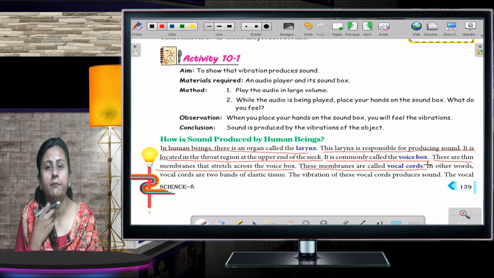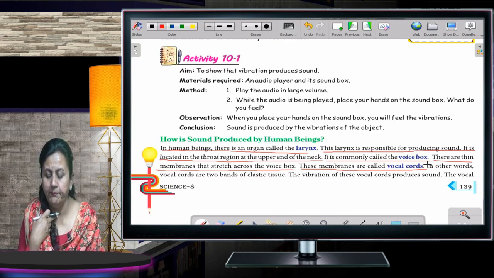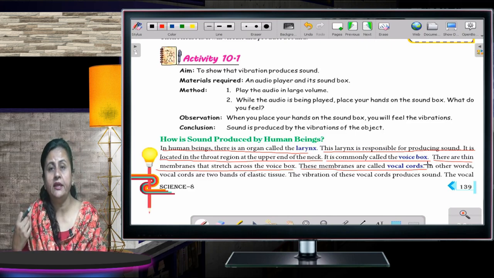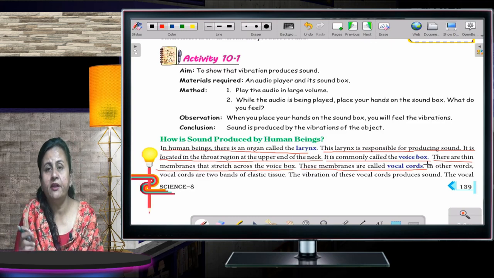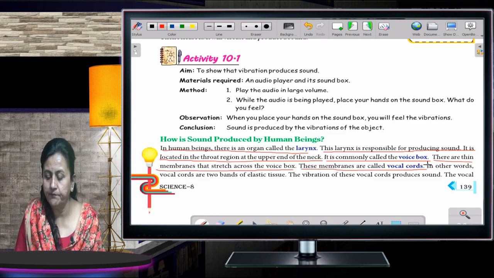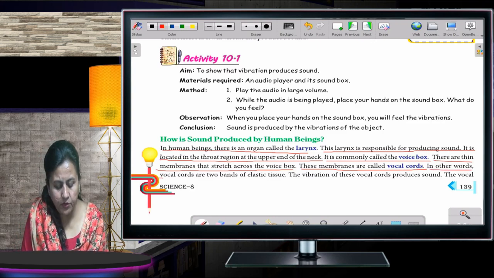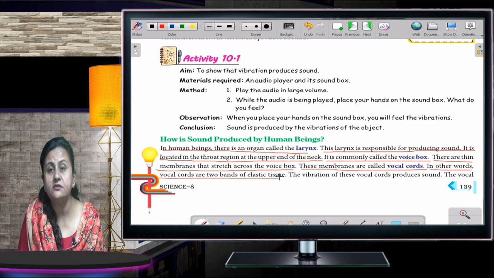Where is it found? In the upper region of the neck. It is called the voice box and it has many thin membranes. These membranes are called vocal cords. In other words, vocal cords are two bands of elastic tissues.